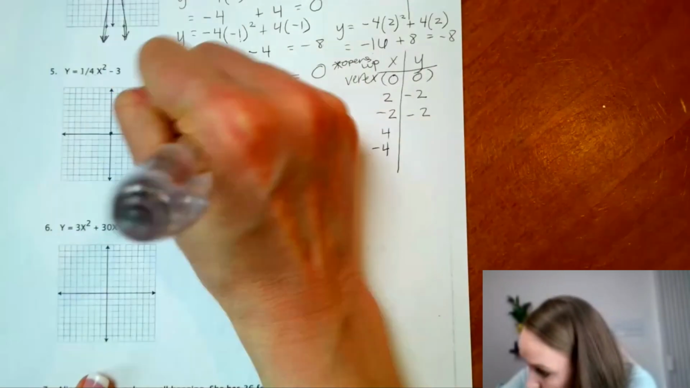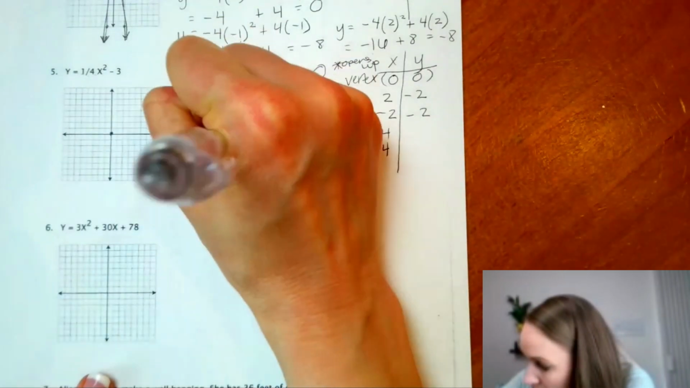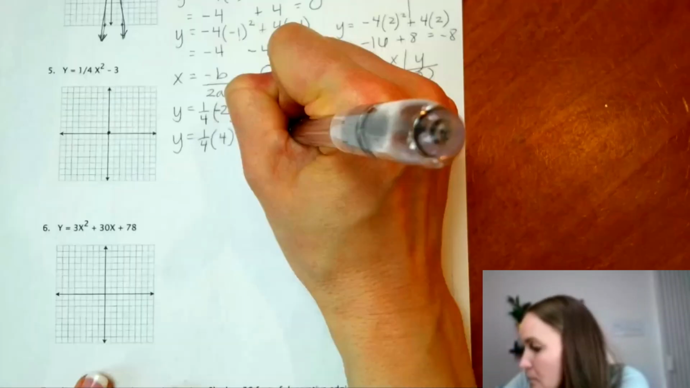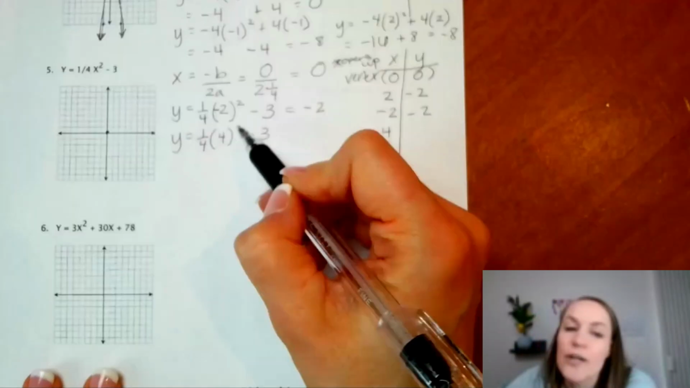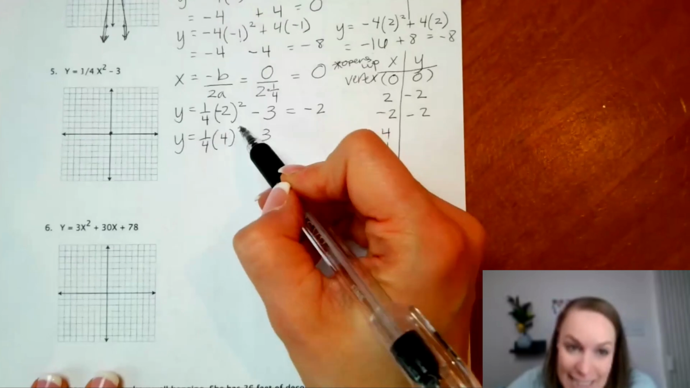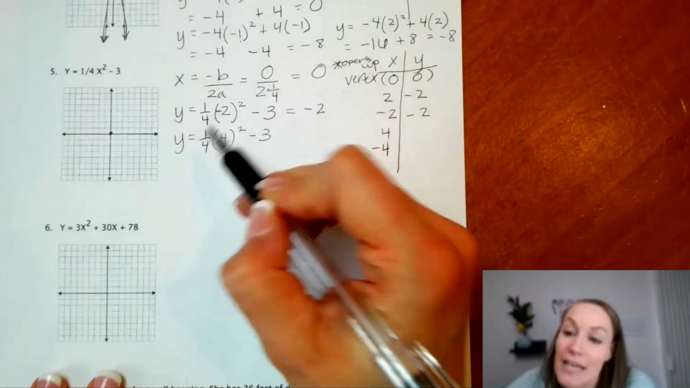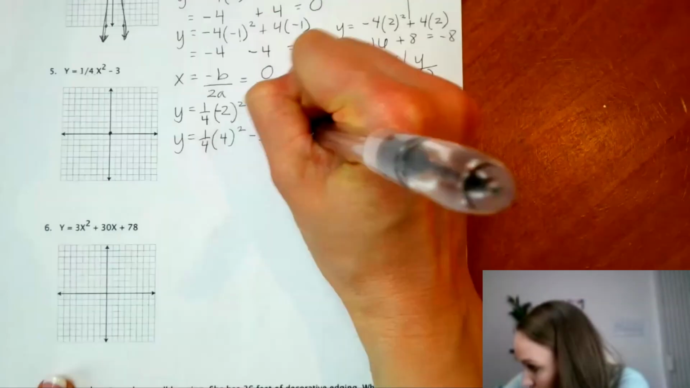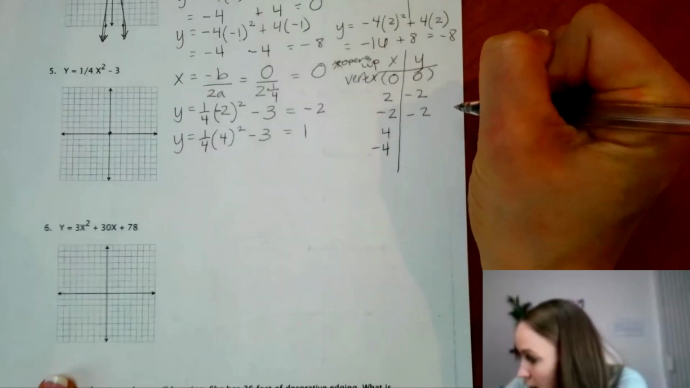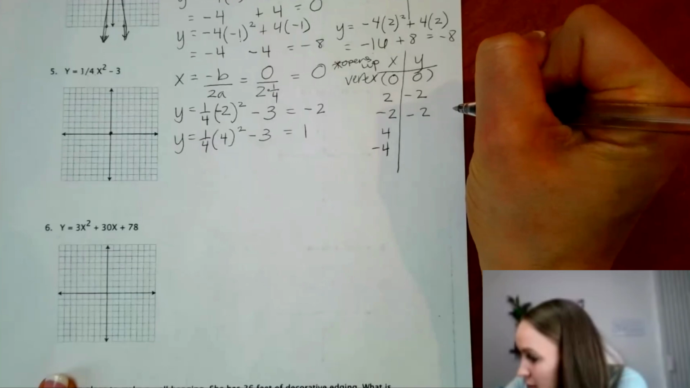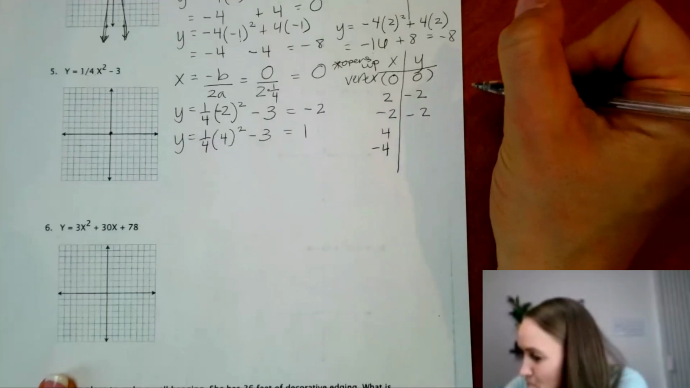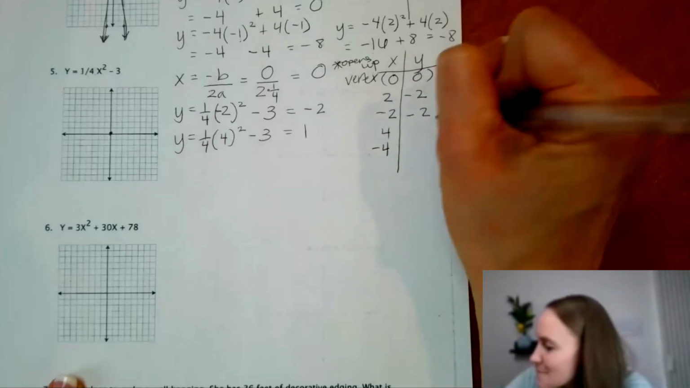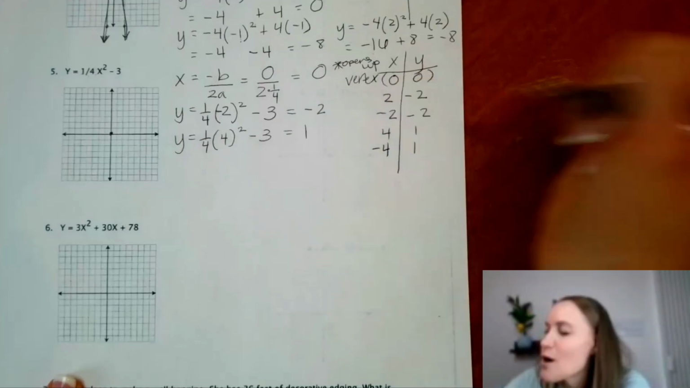Y equals 1/4 times positive 4 squared minus 3. 4 squared is 16. 16 divided by 4 is 4. 4 minus 3 equals 1. So did I do my negatives right there? Yes. That means negative 4 is also 1.